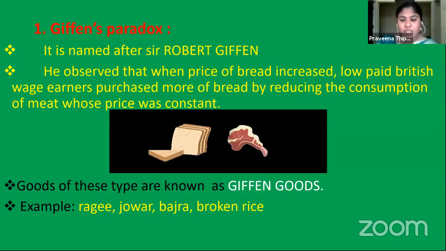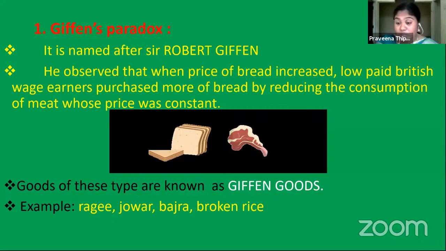What is a paradox? It is a statement which is self-contradictory. This Giffen's paradox is named after Sir Robert Giffen. He observed that when the price of bread increased, the low paid wage earners purchased more bread by reducing the consumption of wheat. Why? Because the main staple food of these wage earners is bread only.